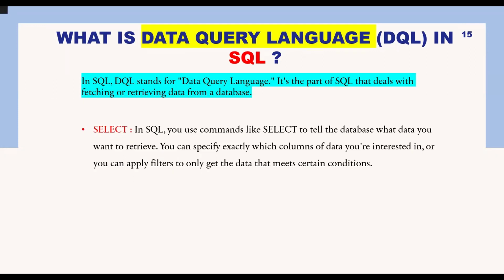So under DQL, we have only one command, that is select. Every time you run any code in SQL, you will use this select command, and it is the most important command, right? In SQL, you use a command like select to tell the database what data you want to retrieve. You can specify exactly which columns of data you are interested in, or you can apply filters to only get the data that meets certain conditions.